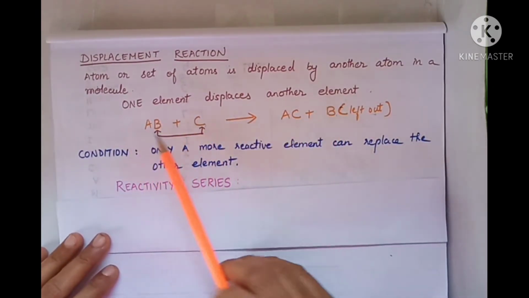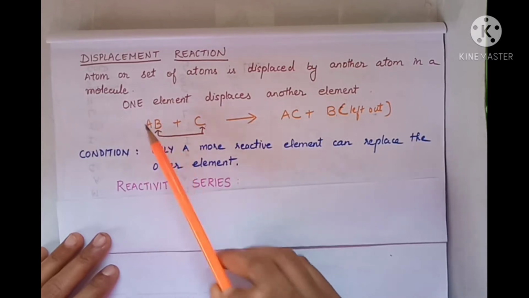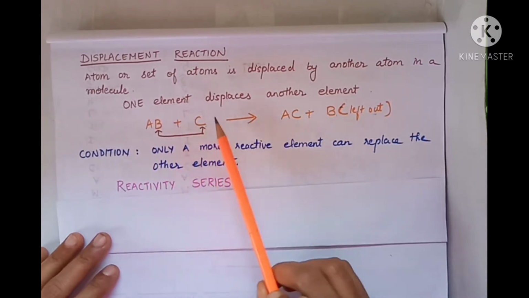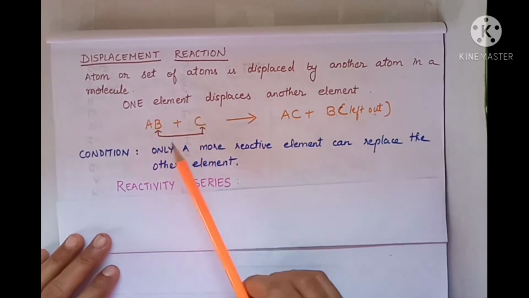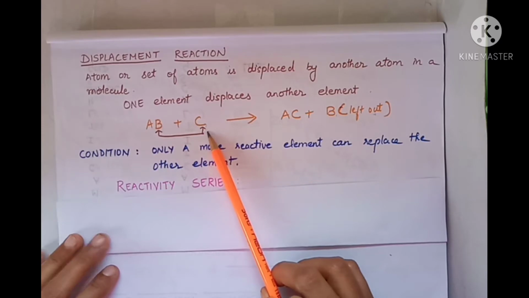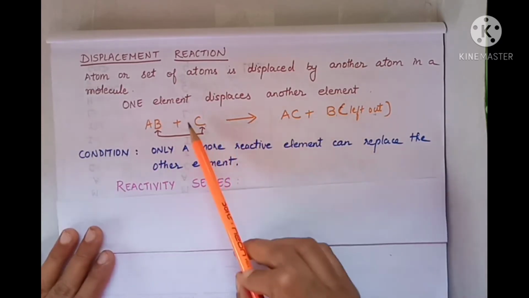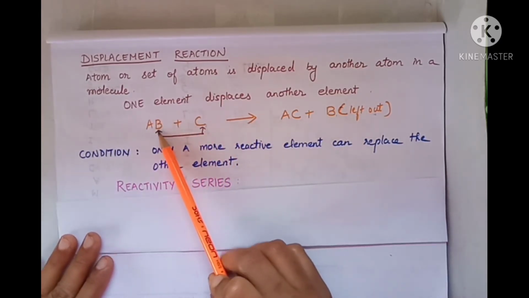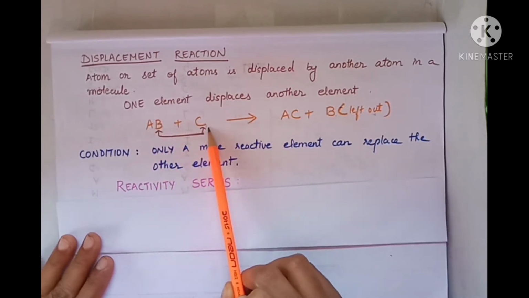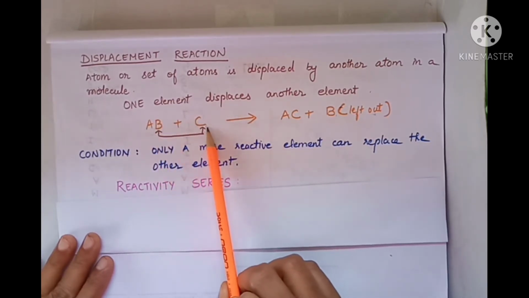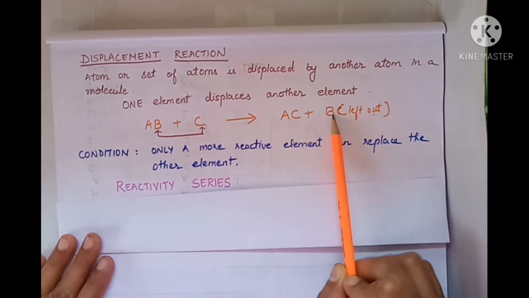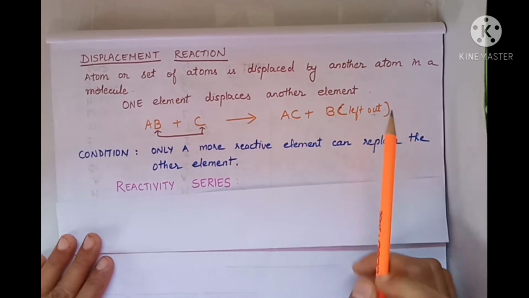Let's take first the pattern AB reacts with C. Okay, two reactants, one is AB and the second one is C. Now there is displacement here. B and C are interchanged and here we get AC and B which is left out.